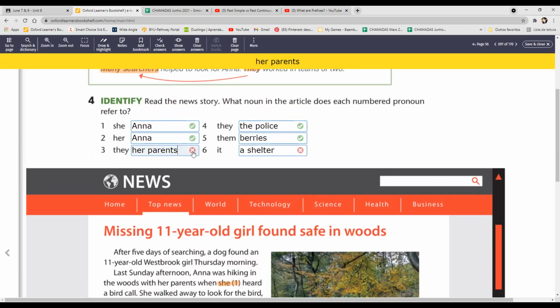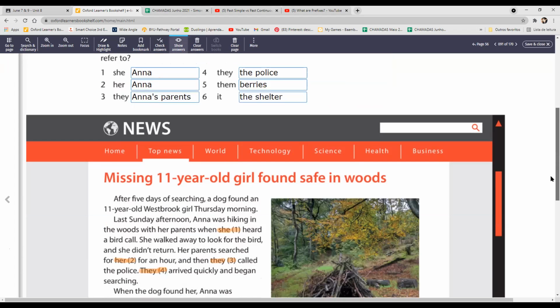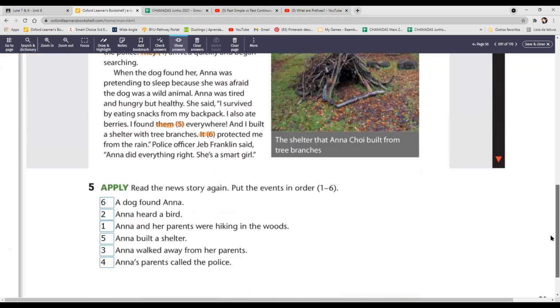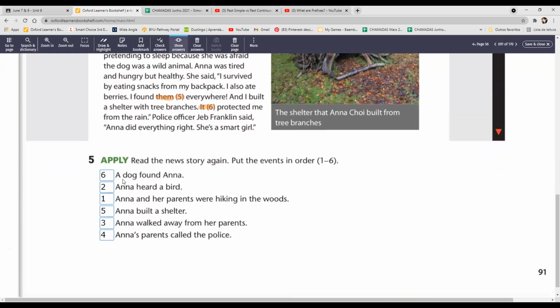Yay. So let's see what the answer is here. Probably they just want us to write one word. Okay, so let's see. Okay, Anna's parents, the same. And number 6, the shelter, the same. Okay, guys, no difference. Okie dokie, everything okay.